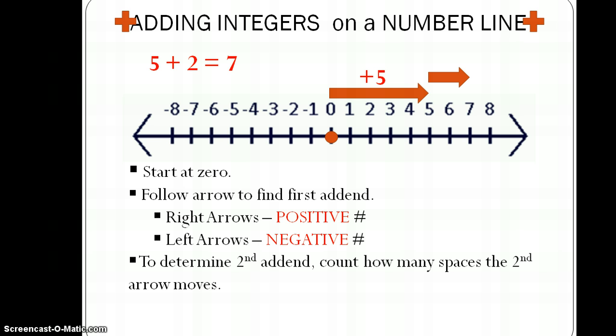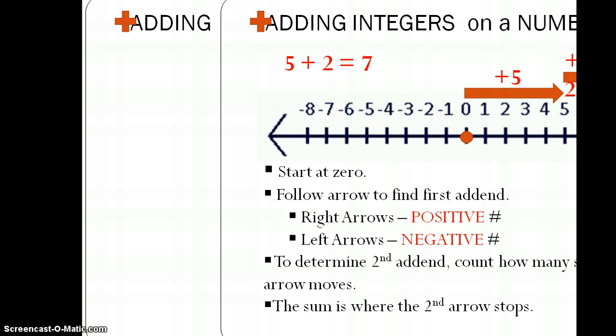So to determine that second one, you're going to count 2 more places in that direction. So plus 2. Here it is. And that got us 7. We're now at the place where this arrow stops here at 7. So that's how you would add on the number line.